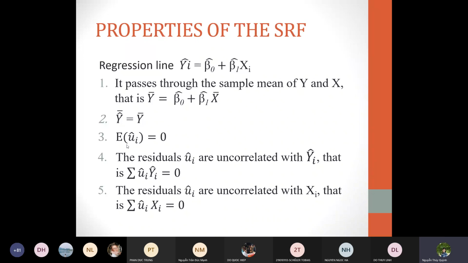Because we have the observed value of y equals the sum of the fitted value and the residuals. So when we take the average of the left side, in the right side we also have the average of the fitted value of y plus the residual ui hat. I will have to use my pen. It's very hard to explain in words.